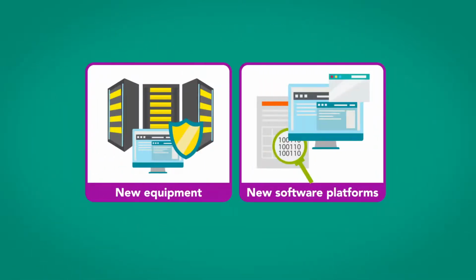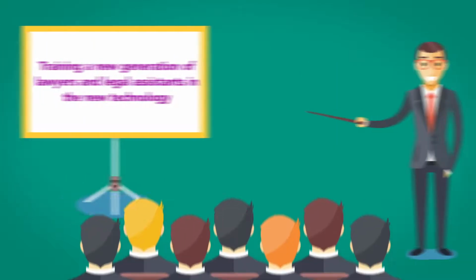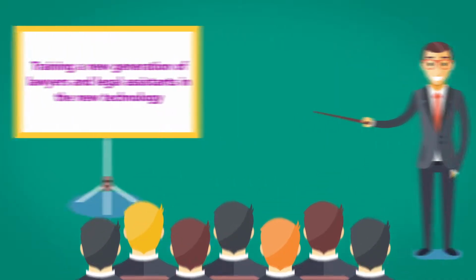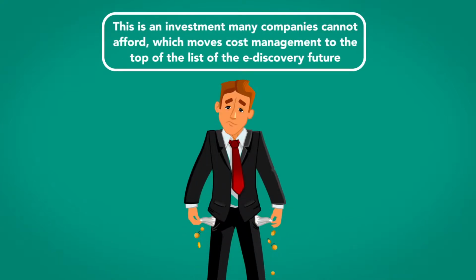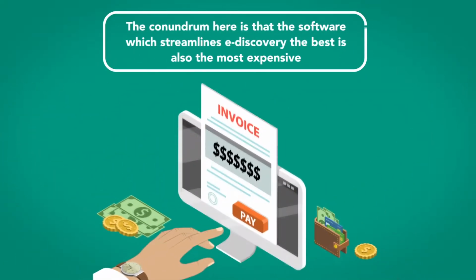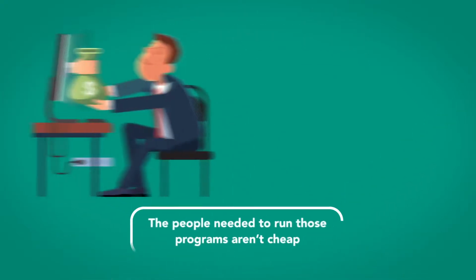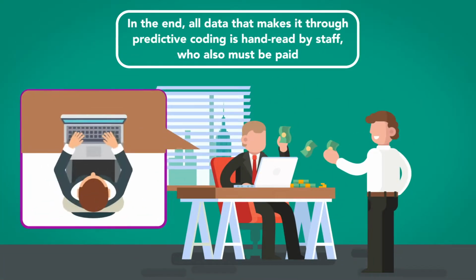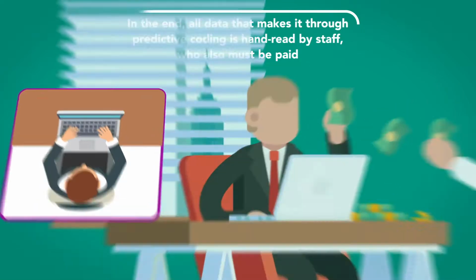This may include new equipment, new software platforms, and training a new generation of lawyers and legal assistants in the new technology. This is an investment many companies cannot afford, which moves cost management to the top of the list for eDiscovery's future. The conundrum here is that the software which streamlines eDiscovery the best is also the most expensive, and the people needed to run these programs aren't cheap. In the end, all data that makes it through predictive coding is hand-read by staff who also must be paid.